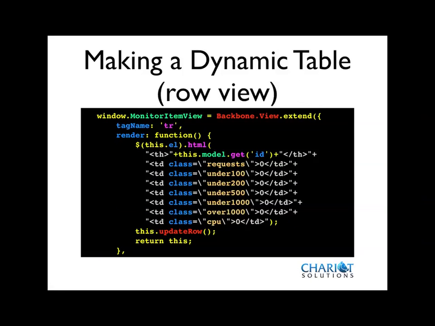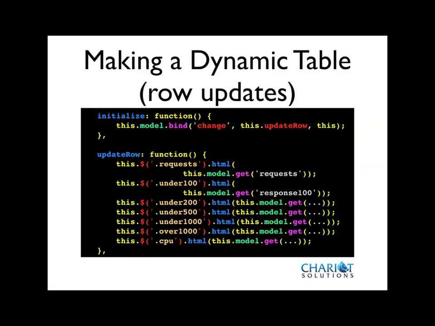So this is just the render function for the row view. It renders into a TR tag, and this is where you'd obviously use a template or something like that rather than just a big string concatenation. But this is my slide. It sets up a bunch of TDs with particular classes and then calls update row, which is what's going to be called every time the data changes. We've bound to the change event on that model a call to this update row, and it's just, again, looking for the cell with a particular class name and then putting in a value it got out of the model.